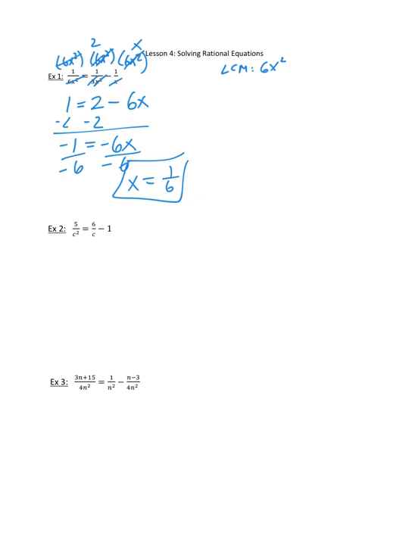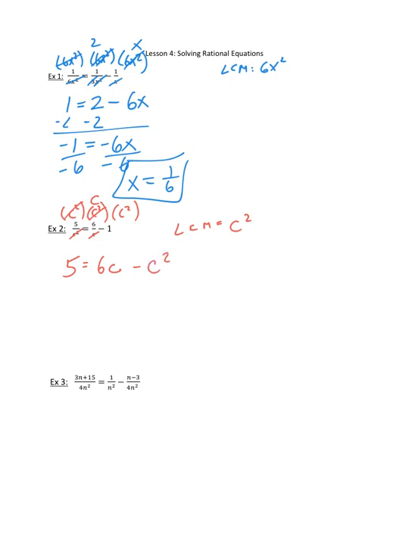I'm looking at a least common multiple here of my denominators, and the highest exponent that the variables have is c squared. So I'm going to multiply every term by c squared. So c squared cancels here. I have a 5. C goes into c squared c times. I multiply 6 times c, 6c.